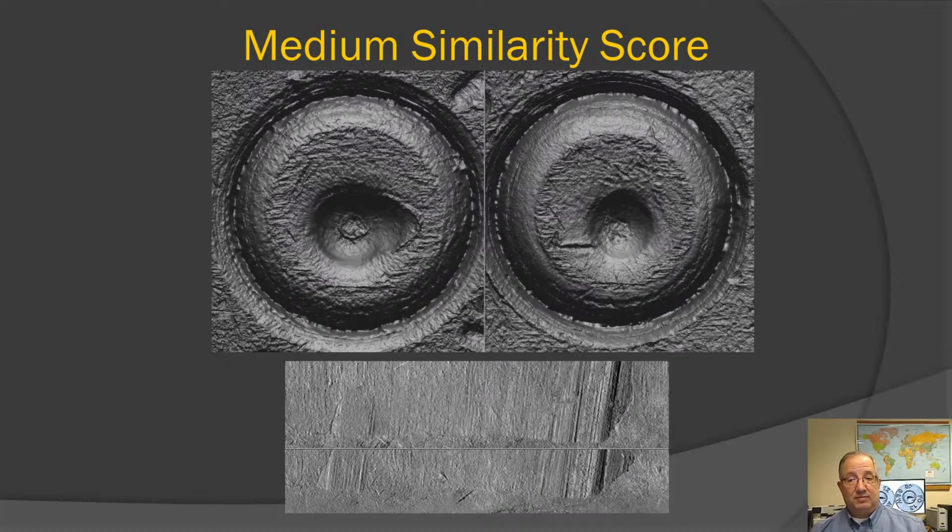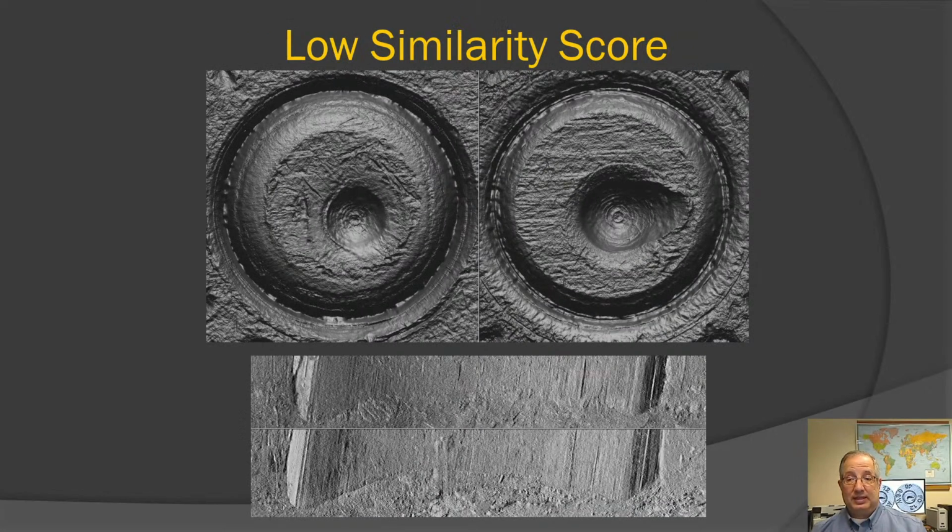But if we have medium quality traces on the sample, the areas or regions that the software is looking at may not match as well, but we still get a similarity score result out of this. And then we can have samples that give us a low similarity score, but could still be from the same source, as these two are shown.